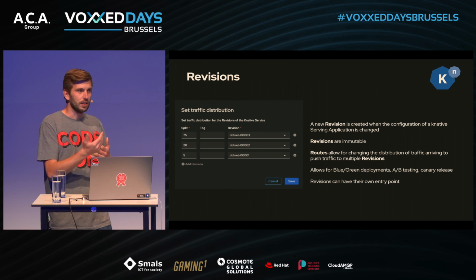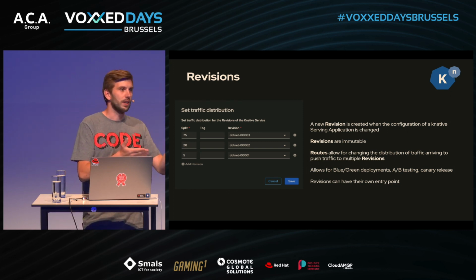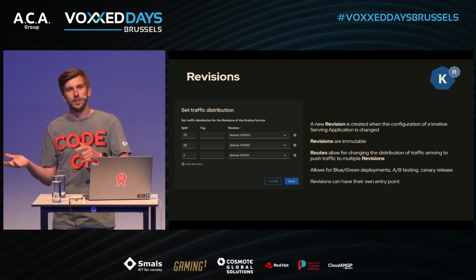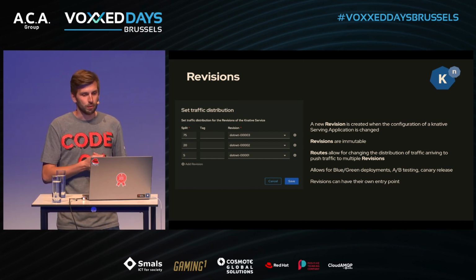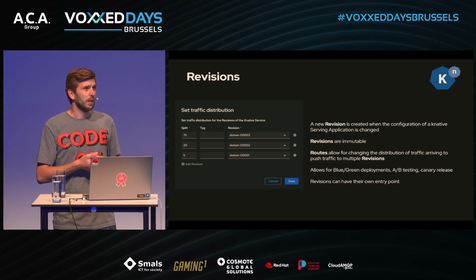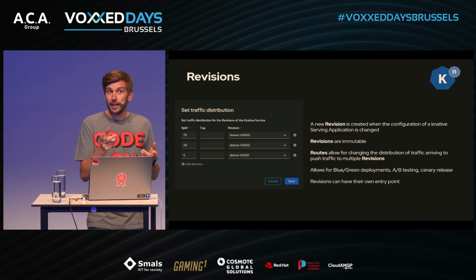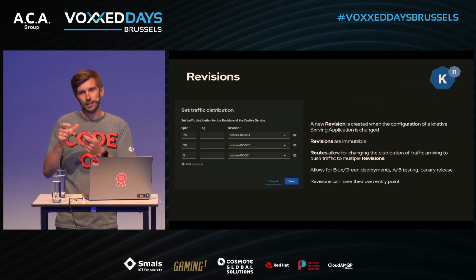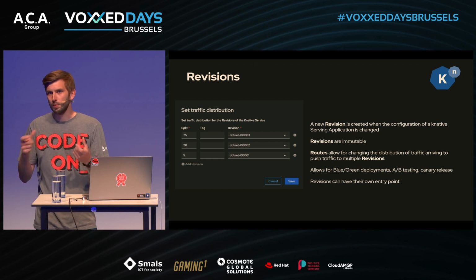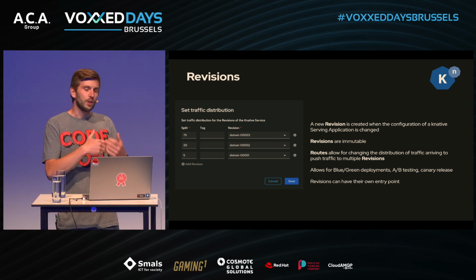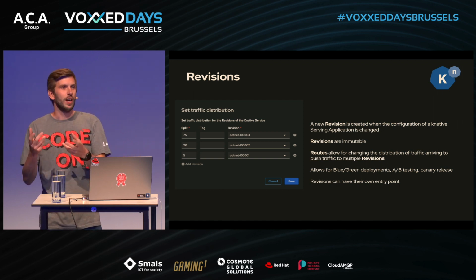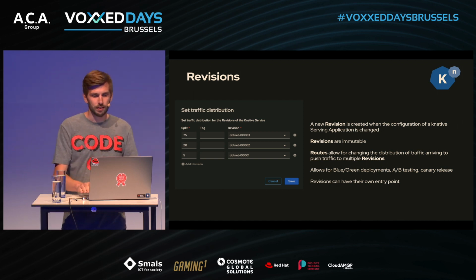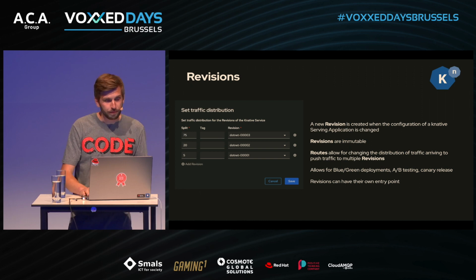But you can change that, so you could do 90% to one version, 10% to another, and then do these A/B deployments and blue-green deployments. Now, revisions can also be tagged, and once you do that, you can actually have a separate network endpoint for a specific revision. So you could create a new revision and then do some testing, and when you're happy with it, change the route to that newer revision.